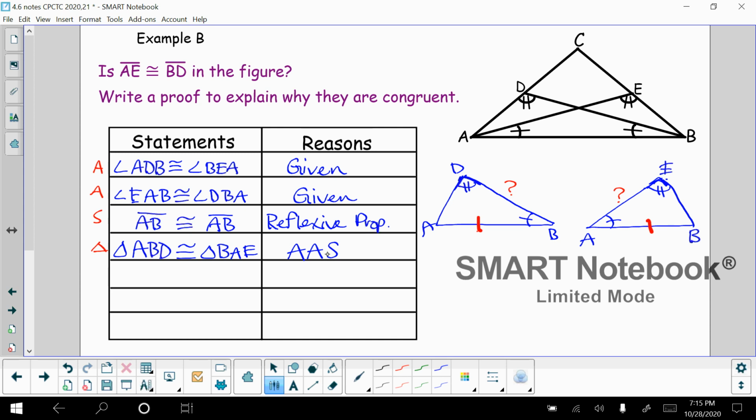And so yes, now I can say AE is congruent to BD by CPCTC, because all corresponding parts are congruent if the triangles are congruent. Okay. All right, there's that proof. So the answer is yes. Okay, and I have a proof to explain.